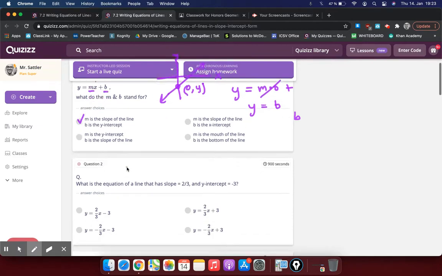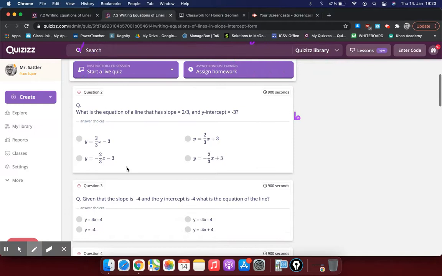Okay, so we go on to next question. What is the equation that has a slope of 2/3 and y-intercept of -3? So now we're just going to figure out which one of these follows the y equals mx plus b. So this m has to be the 2/3 and the b has to be -3. So that's that first option there.